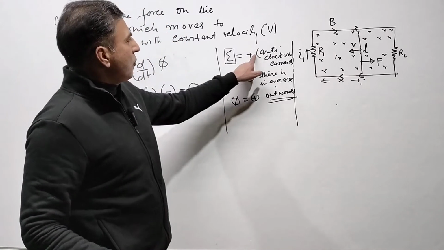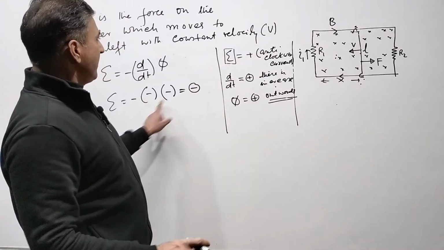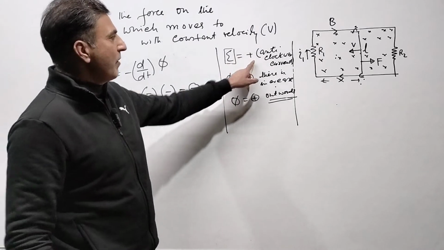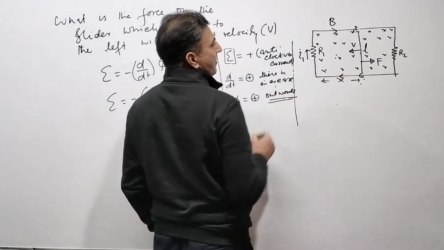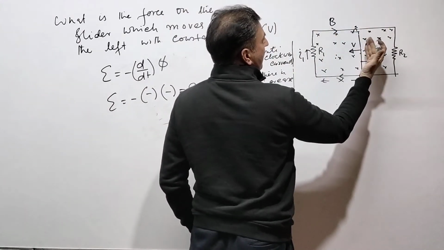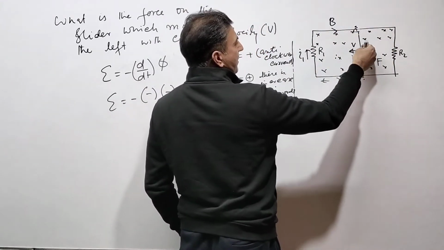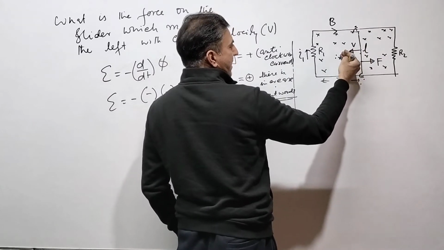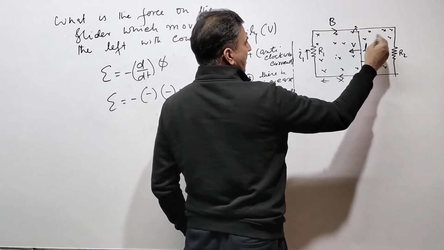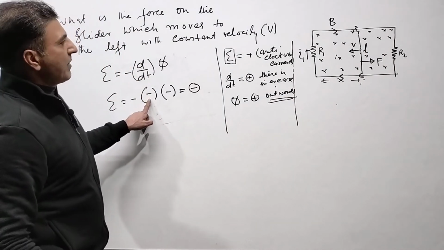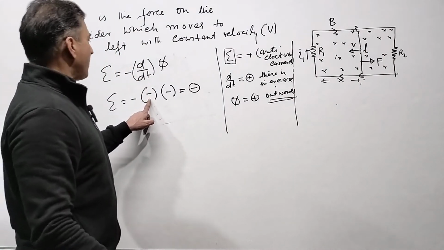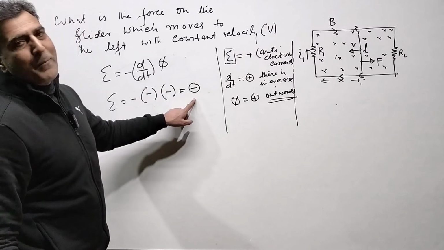So should the current be anti-clockwise or clockwise? According to this rule, it should be clockwise. That's why current is clockwise. This is clockwise current. And here the current is anti-clockwise, because the reverse happens. When the slider goes to this side, the flux here increases, so this part will become positive, and therefore the current will be anti-clockwise, because two negatives will make a positive.